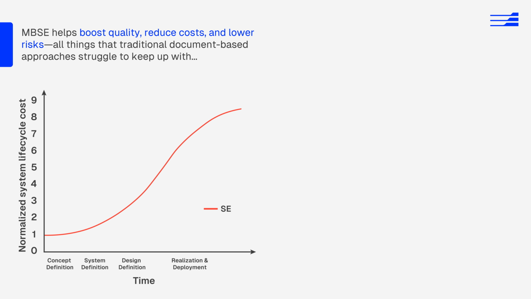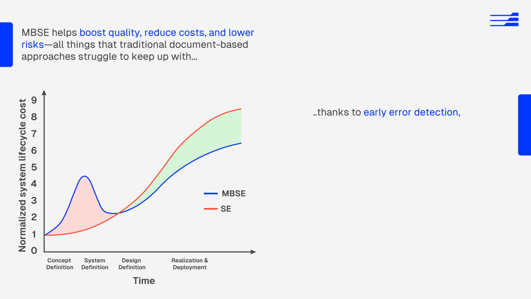Now here's the curve for model-based systems engineering. It does require an initial investment. There's the cost of defining methodologies, implementing them into tools, infrastructure, training people, and so on. But the payoff is quite huge. Thanks to early error detection, reusing validated models, improving communication and traceability, we directly reduce rework, shorten development cycles, and lower overall system lifecycle costs.